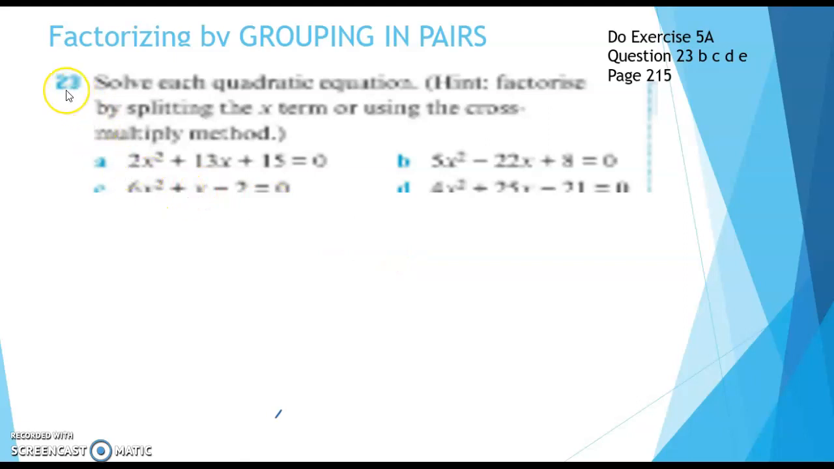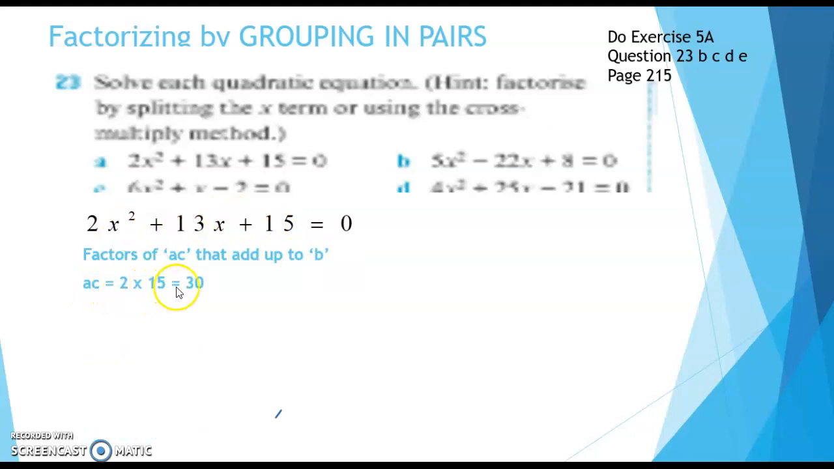Now, I just want to jump to question 23 because they have the trinomials that are a little bit more complicated, where the a term, or the coefficient of the x squared, is not 1. And so that's the interesting challenge. So I'll do 23A, and I'll ask you to do the rest for this next section. Obviously we can't factorize because 2 is not able to be taken out. So we have the same process: the factors of AC that add up to B. In this case, AC is 2 times 15, which is 30, and B is 13.